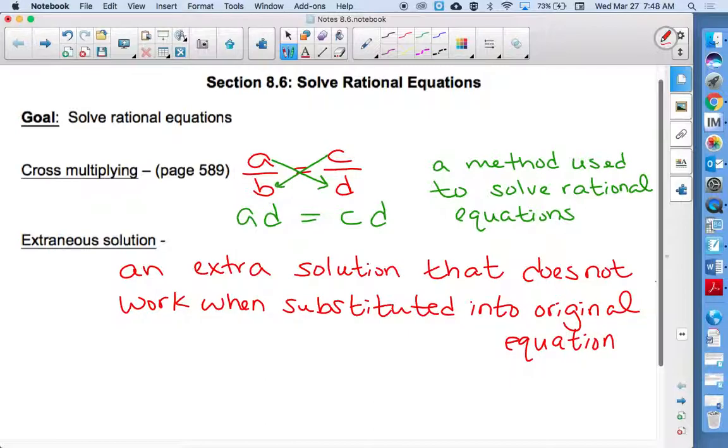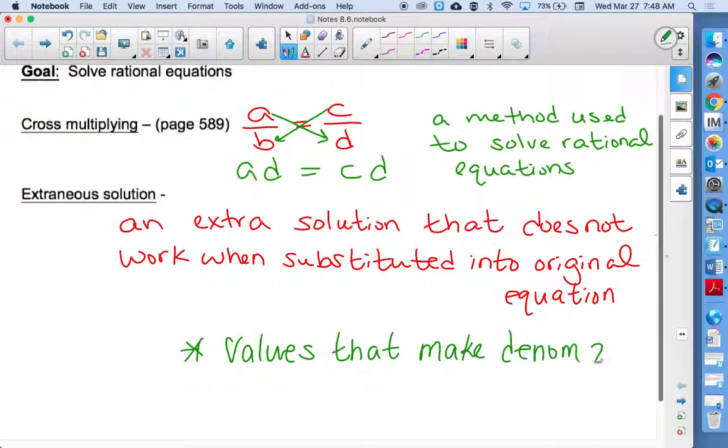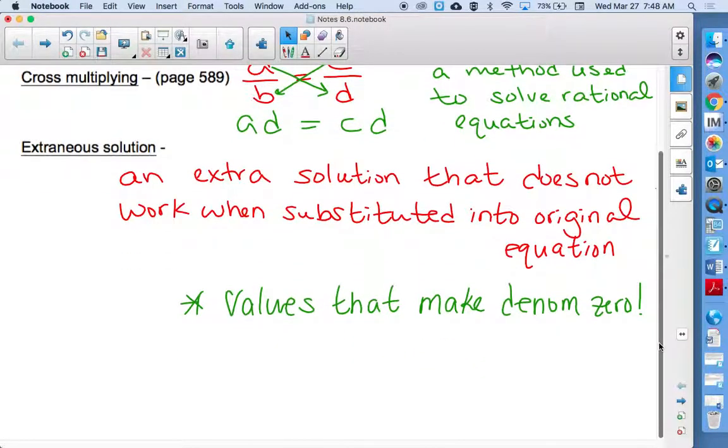In our case, each equation that we deal with, each family of functions, has a different reason why you could have an extraneous solution. With rational expressions, it's values that make the denominator 0. So when we were talking about logarithmic equations, it was values that make the log 0 or negative. So with rational equations, whatever makes the denominator 0 is going to be an extraneous solution.